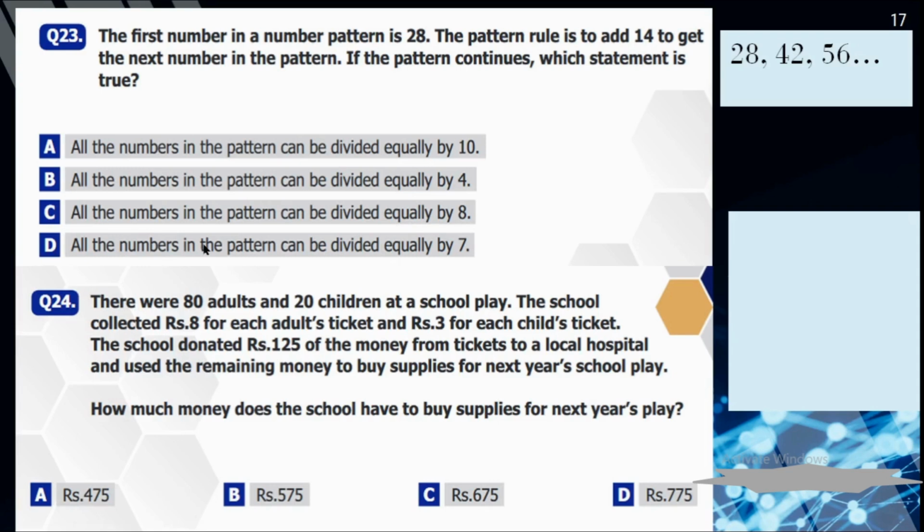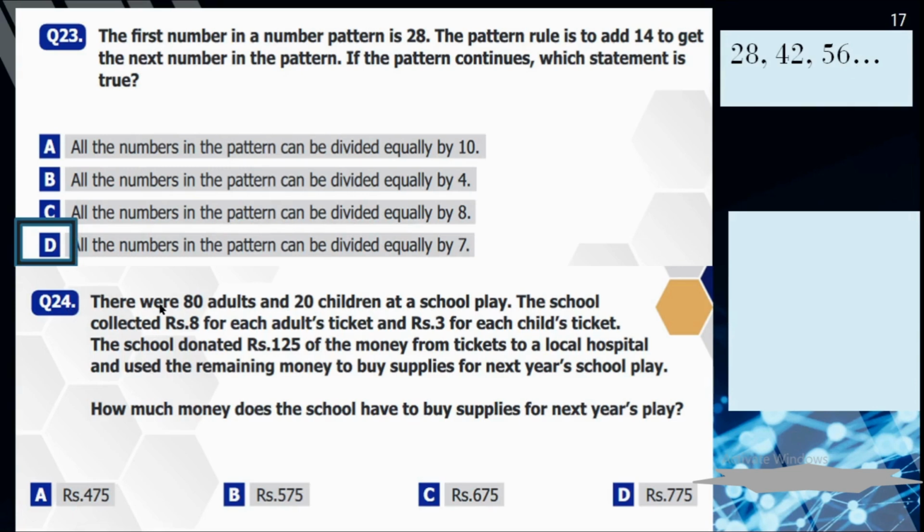Option D, all the numbers in the pattern can be divided equally by 7. So that's true because 28, 42, 56 and the rest of the numbers will be multiples of 7. They do come in the table of 7. So option D is our correct answer.